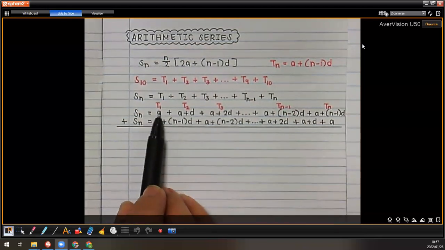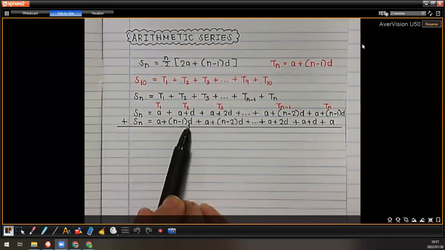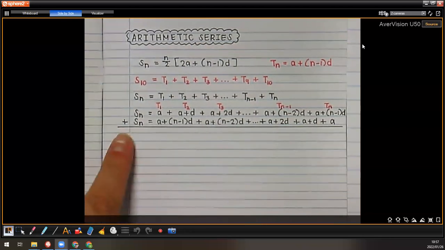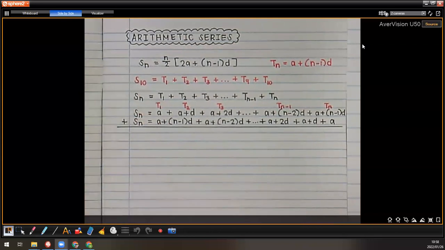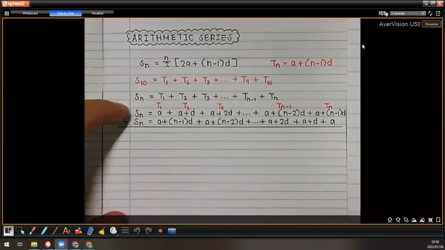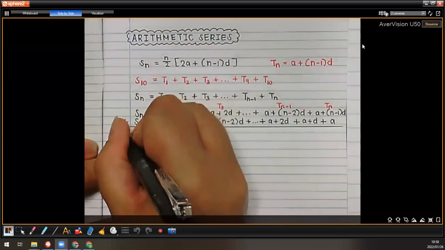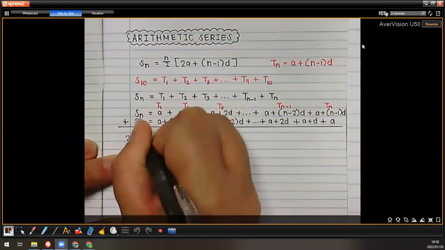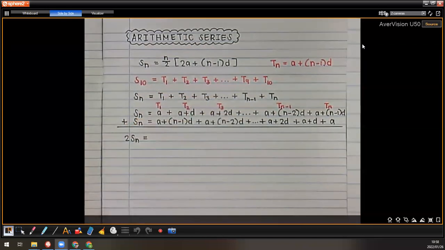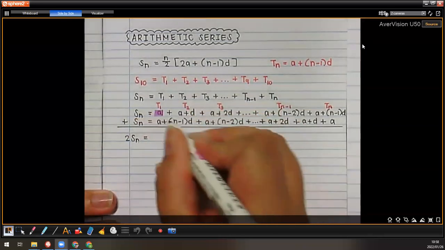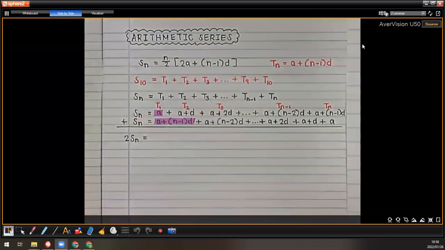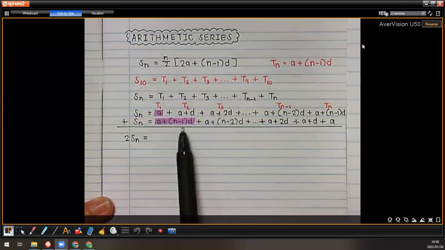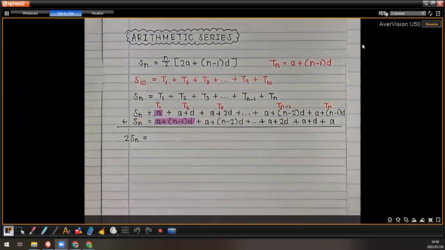We are going to add this a with this a plus n minus 1d. Remember we put a plus there, so now we're going to add all of these things together. So firstly, Sn plus Sn is going to give us 2Sn. All right, now I'm going to use a highlighter just to make this a bit clearer. We are going to add that a and this a plus n minus 1d.